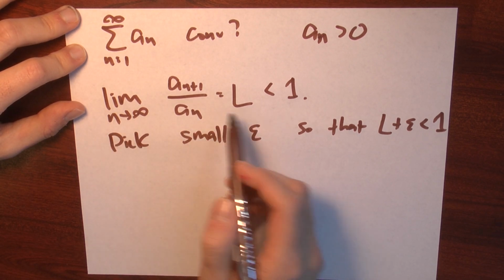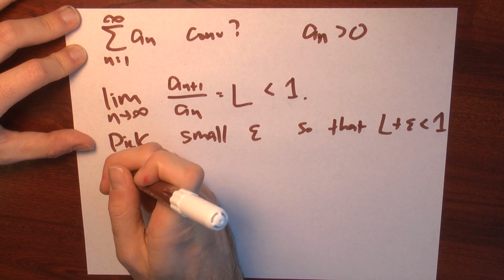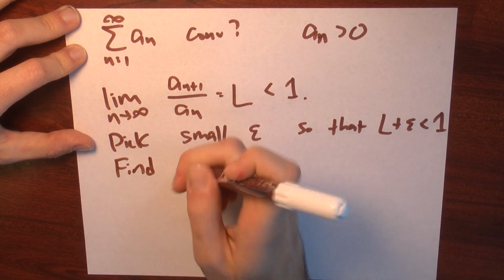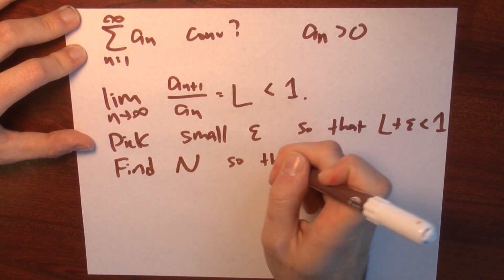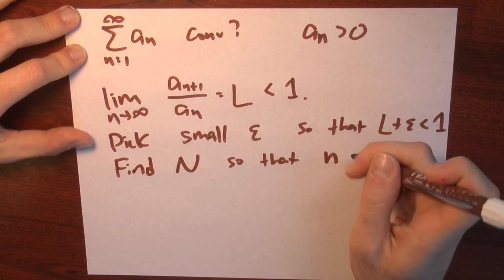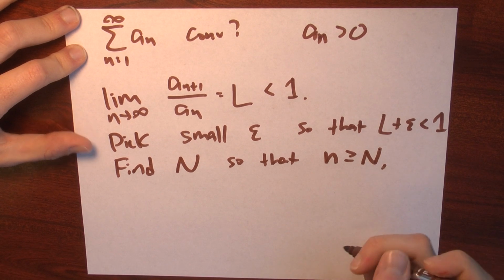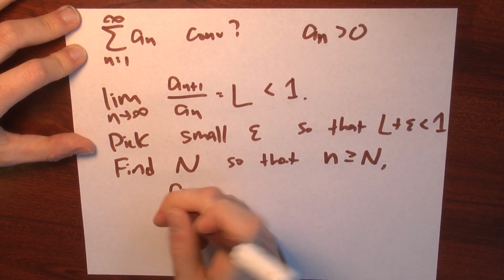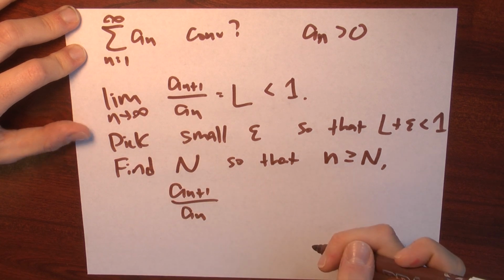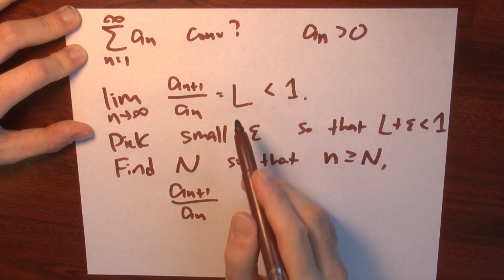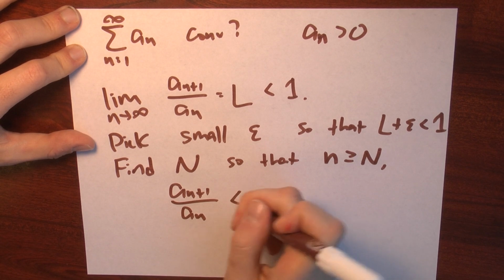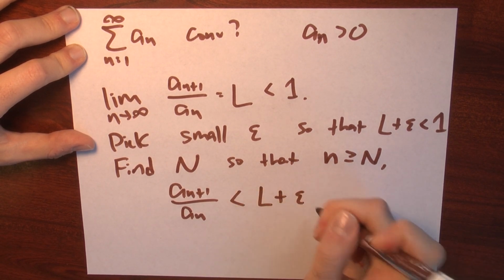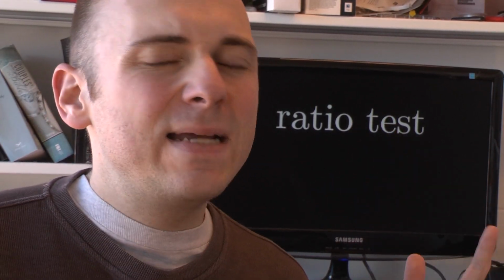The fact that this limit equals L means that there's some big N, so that whenever little n is bigger than or equal to big N, a sub n plus 1 over a sub n should be within epsilon of L. And in particular, this should be less than L plus epsilon.